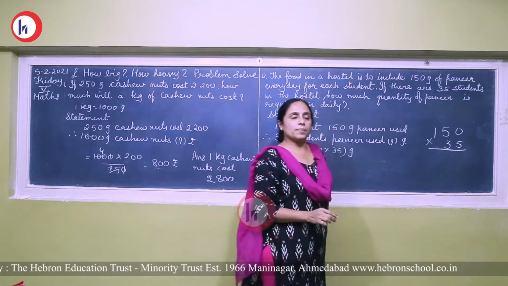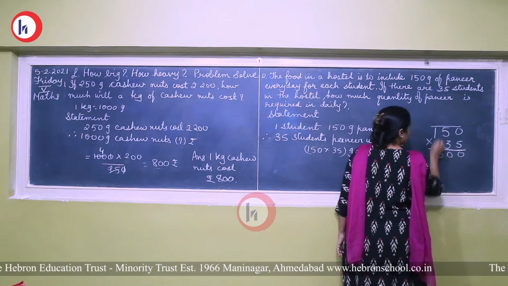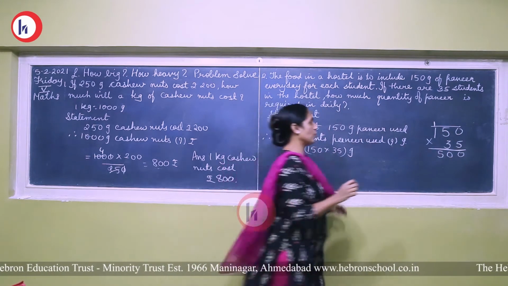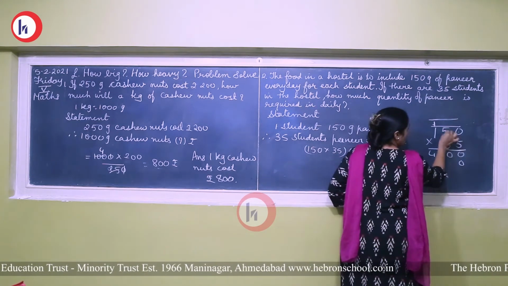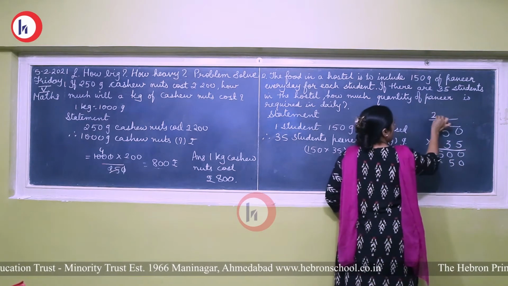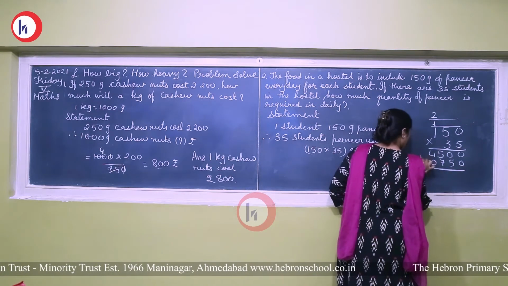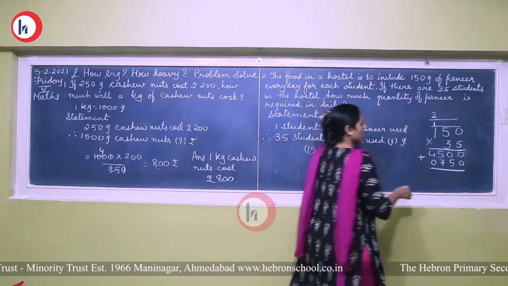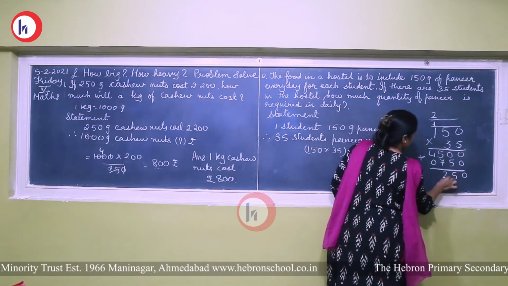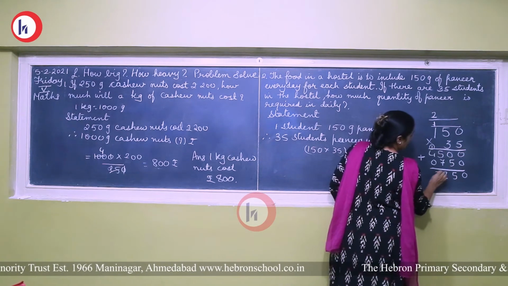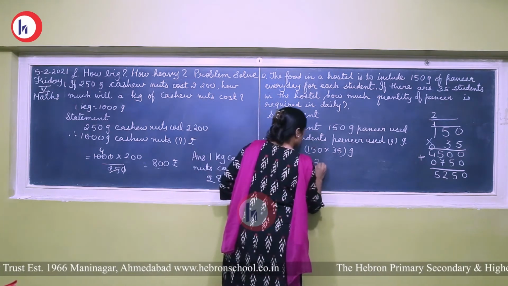Two digit, first step 0. 3 into 0, 0. 3 5s are 15. 5 down, 1 up. 3 1s are 3 plus 1, 4. 5 into 0, 0. 5 5s are 25. 5 down, 2 up. 5 1s are 5 plus 2, 7. Empty place, put 0 and put plus sign. Now 0 plus 0, 0, 0 plus 5, 5. 5 plus 7, 12, 2 down, 1 up and 1 plus 4, 5. Total 5250 gram paneer is used.